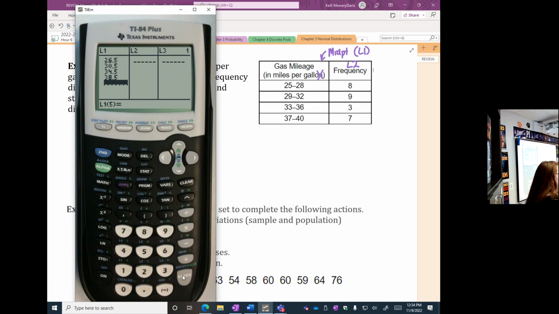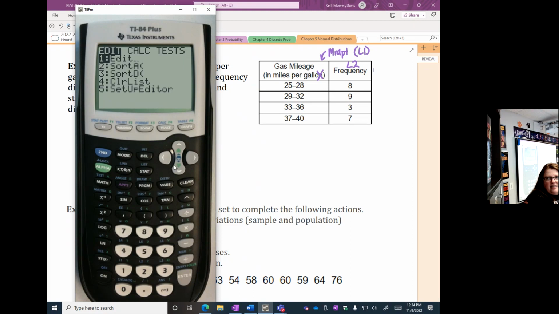And those should be your 4. Okay, go ahead and type your frequencies in: 8, 9, 3, and 7. And then we're going to run one variable stats. So quit out of this, stat, calculate, one variable stats. We've got our L1, L2.